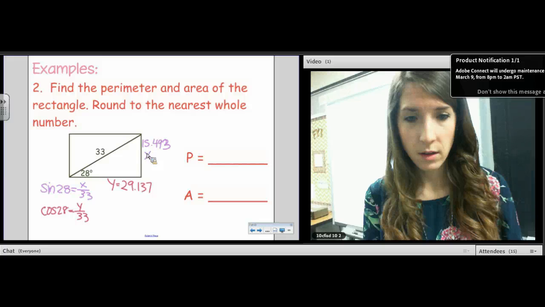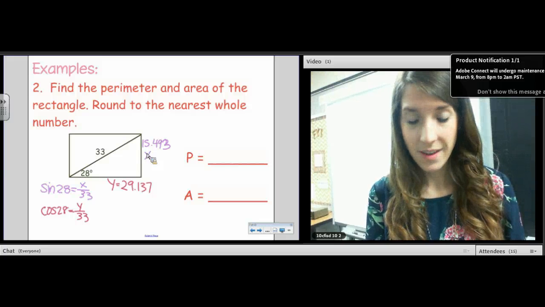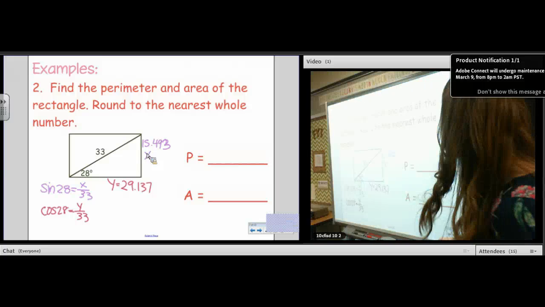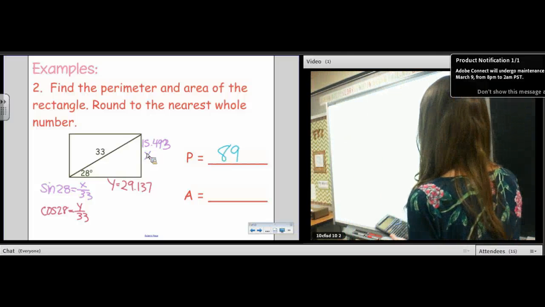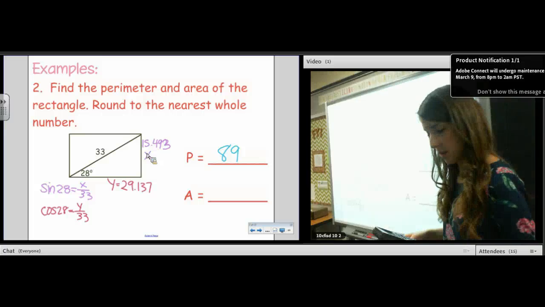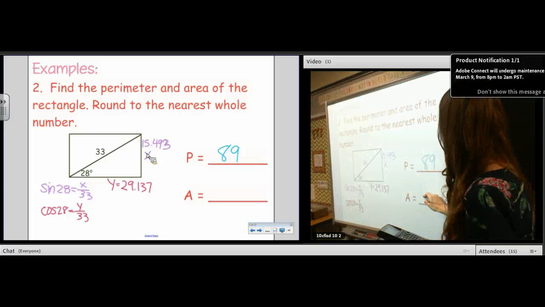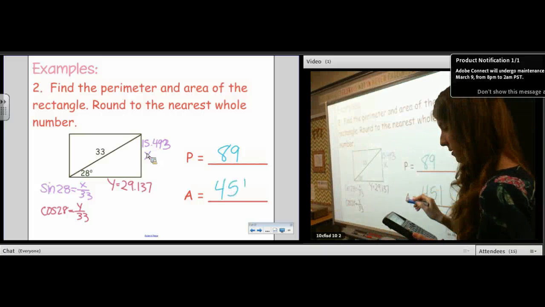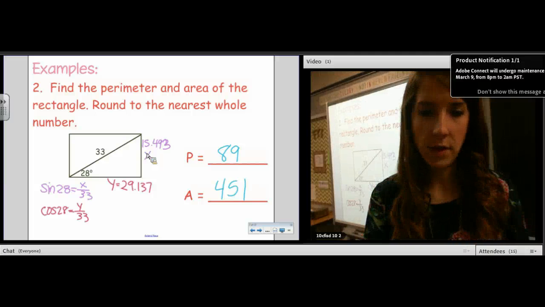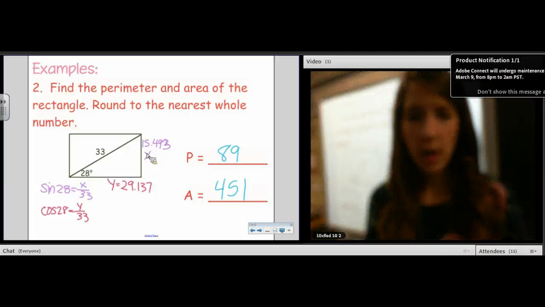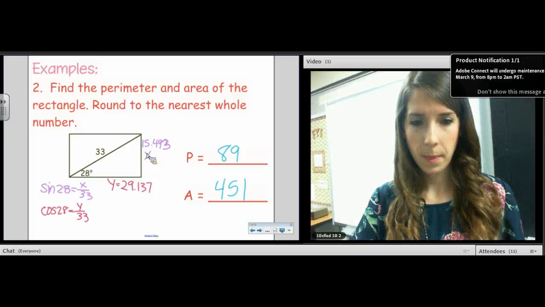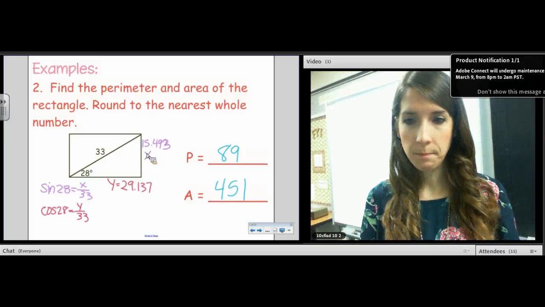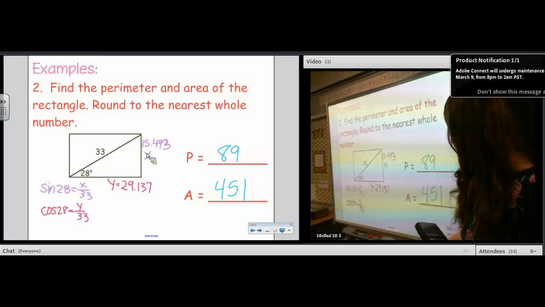$15.493. Yeah, Albert, I got 89 for the perimeter. Very good. 89 if you round it to the nearest whole number. We don't have units. And then for the area, I got 451. Okay, Carson, which one did you get different, X or Y? So we're going to move on. 89 and 451.